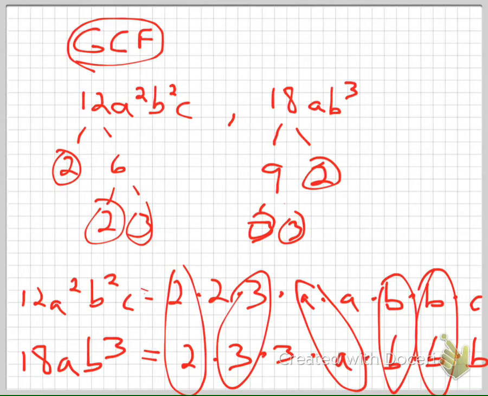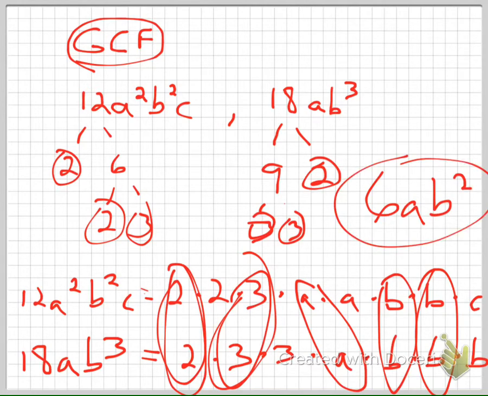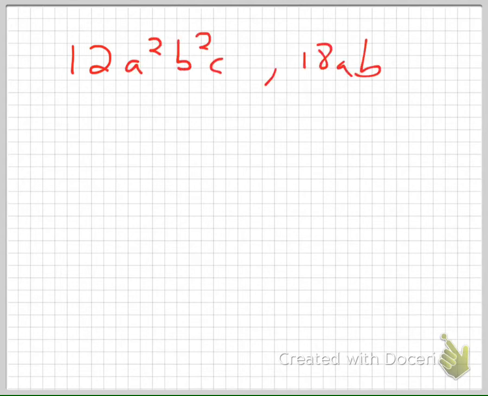So you simply do the multiplication here. What is 2 times 3? 6, right? 2 times 3 is 6, times A is A, times B is B squared. So then the greatest common factor of these is 6AB squared. How many of you got 6AB squared? Good. I'm going to write it again just so you can see that, so we have 12a squared b squared c and 18ab to the third.